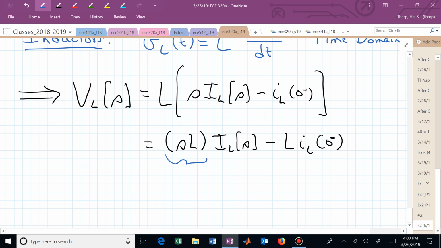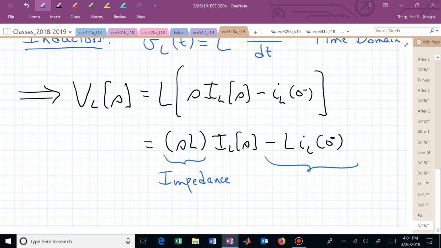And that term or expression that is now scaling the current in the S domain is the impedance of our inductor. And the other piece, which we could incorporate that minus sign in the polarity labels of our voltage source, is now a voltage source in series with that impedance that creates the overall voltage drop of our inductor. And these are now our initial condition terms.